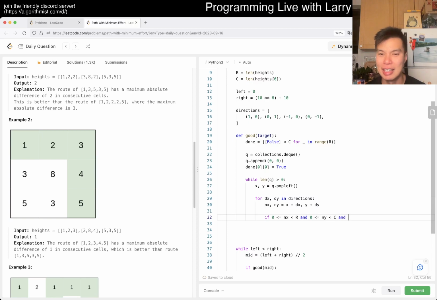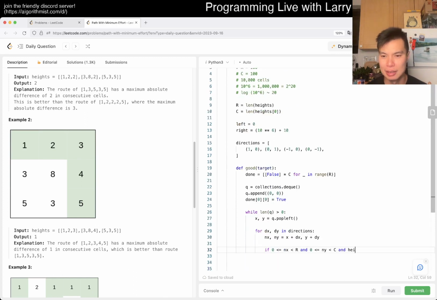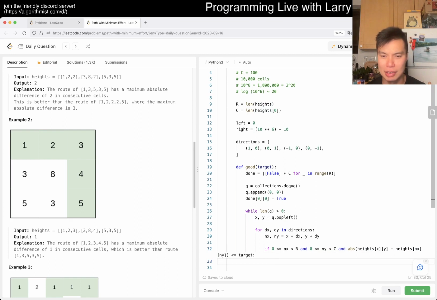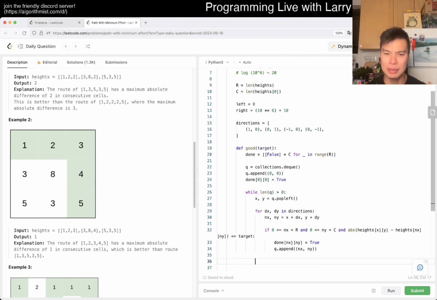Yeah. Anyway, and okay, so now this is the check target part, right? Which is the absolute value of heights of x, y minus heights of nx, ny. If this value is less than or equal to target, then this is a good cell. So we go to it, and that's pretty much it.